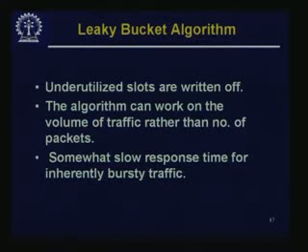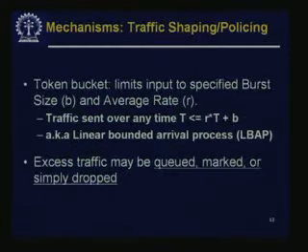The algorithm can work on the volume of traffic rather than the number of packets also. The only problem is that it has a somewhat slow response time for inherently bursty traffic, which is quite often the norm. So, one way to handle a little bit of burstiness is by a token bucket. This again improves the throughput a little bit, and it can accommodate burstiness to a certain degree. Of course, we cannot allow all kinds of burstiness, because then the burstiness will flow into the core of the network, where it will be more difficult to handle.